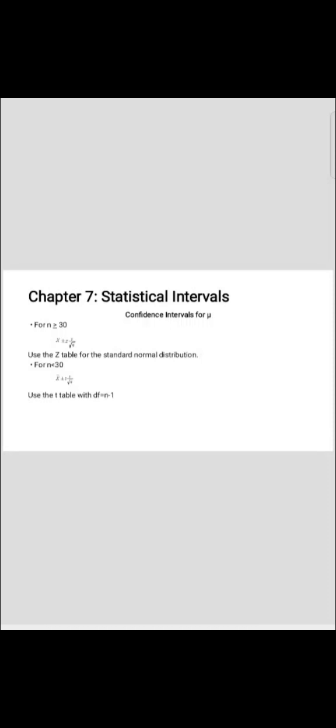Use the z-table for the standard normal distribution for n less than 30. Use the t-table with df equals n minus 1. So, this is the table, ma'am.